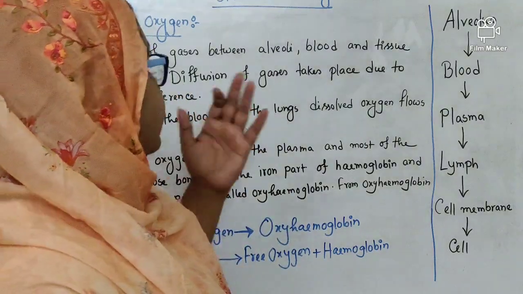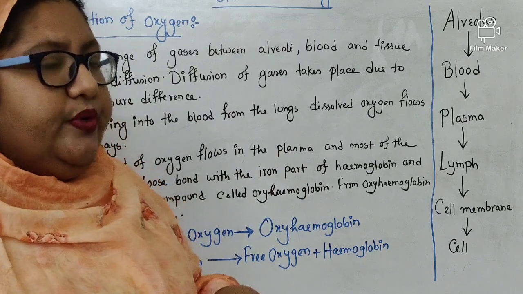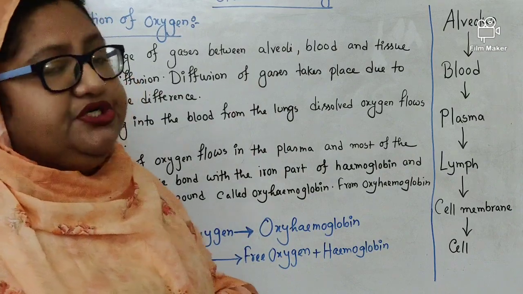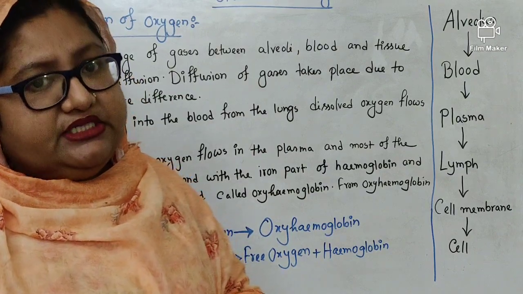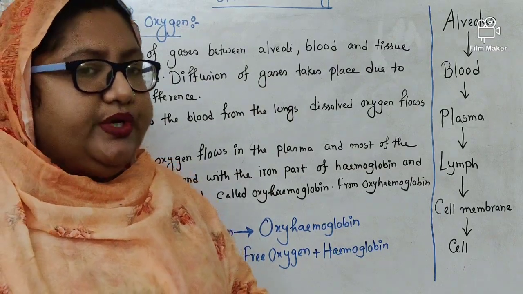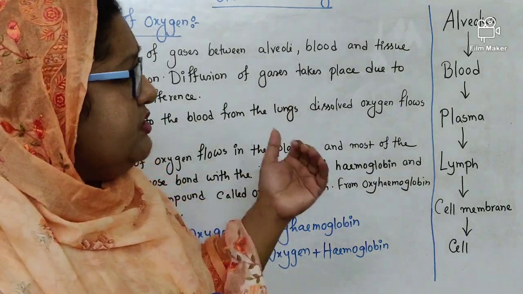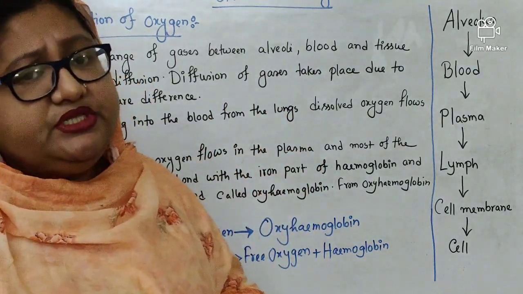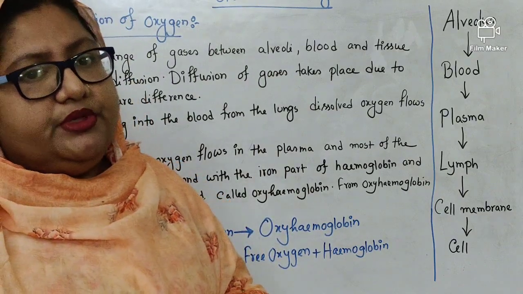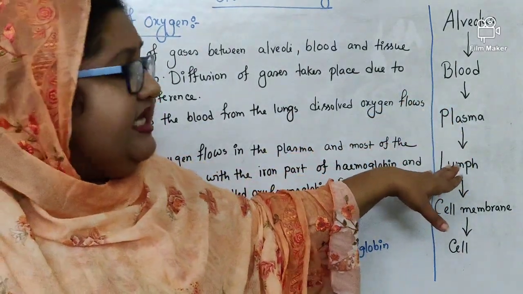In the blood, the oxygen is transported in two ways. A small portion is transported with the help of plasma, and most of the oxygen is transported with the help of red blood cells. That means in the red blood cell there is a compound which is known as hemoglobin. The oxygen gets mixed with the hemoglobin and produces a temporary compound which is known as oxyhemoglobin.